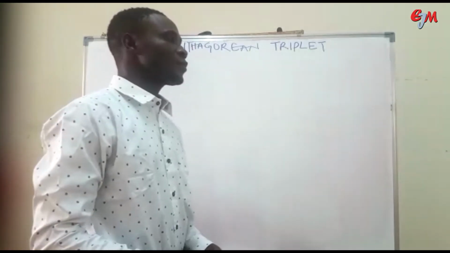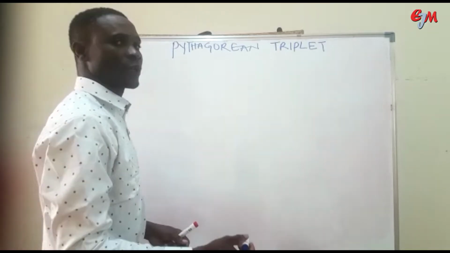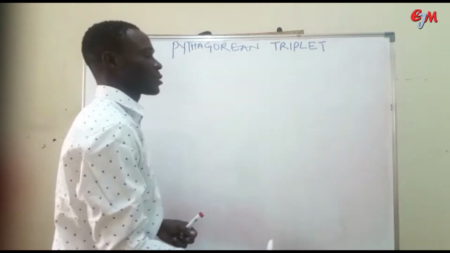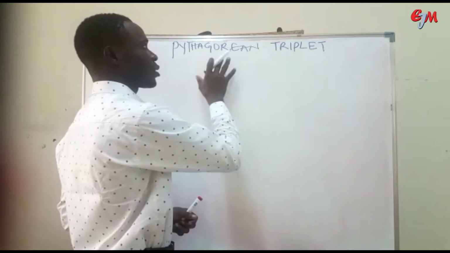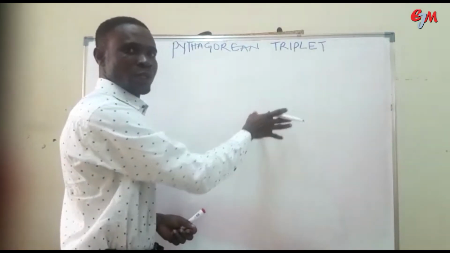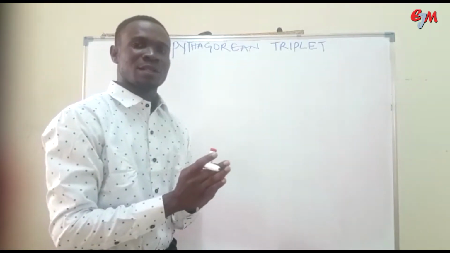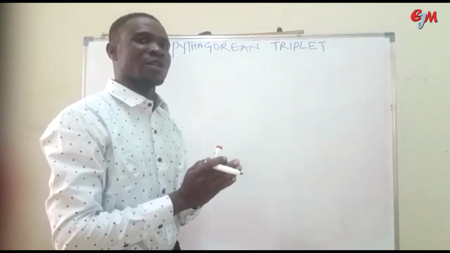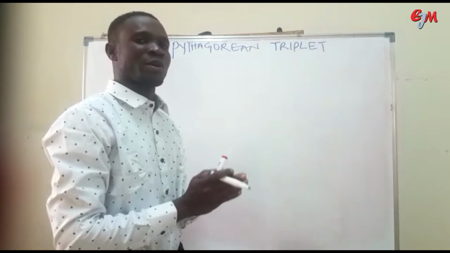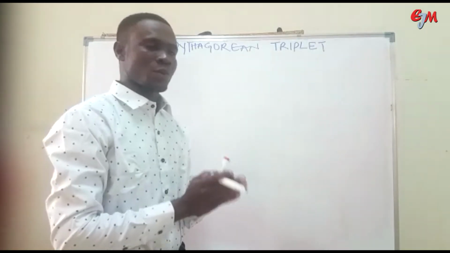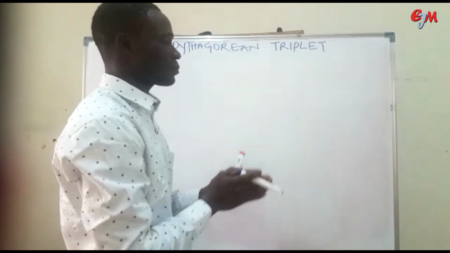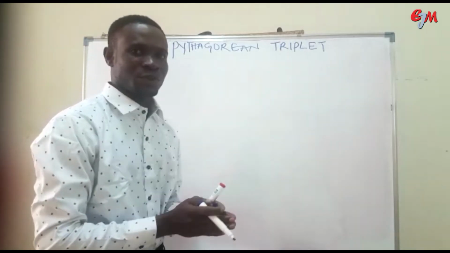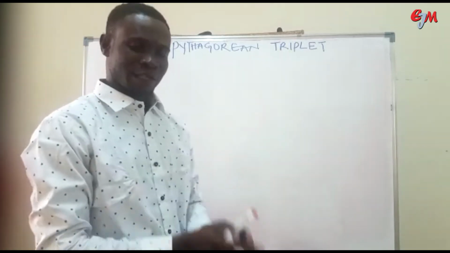Alright. In our last class we said that a Pythagorean triple has to do with a set of three numbers that obey the Pythagoras rule. I will give several examples in case you're just joining us for the very first time.